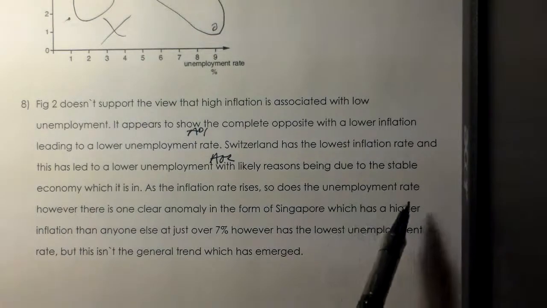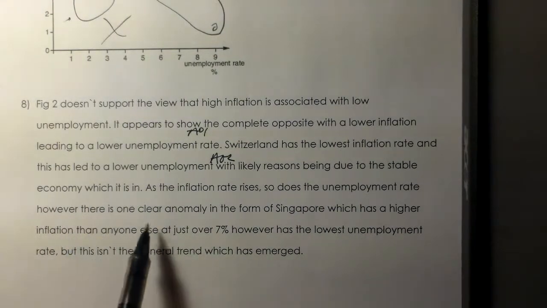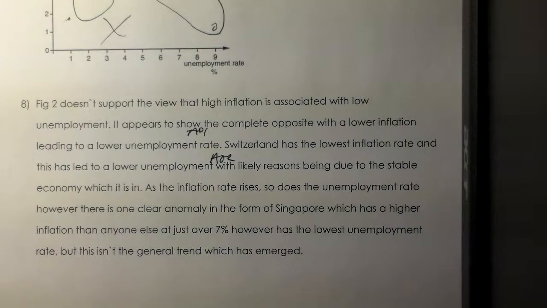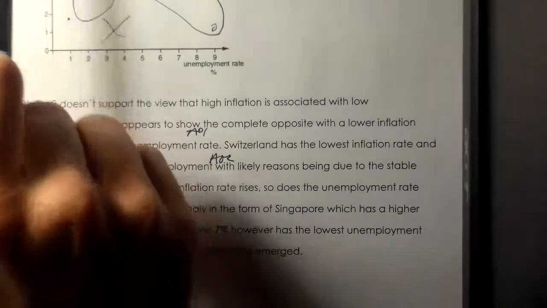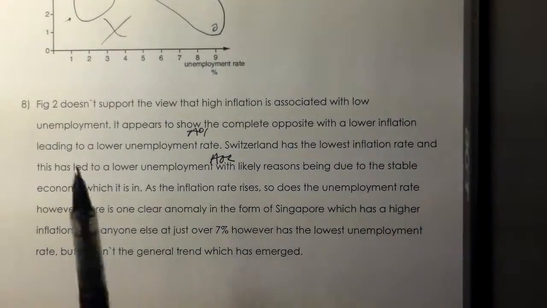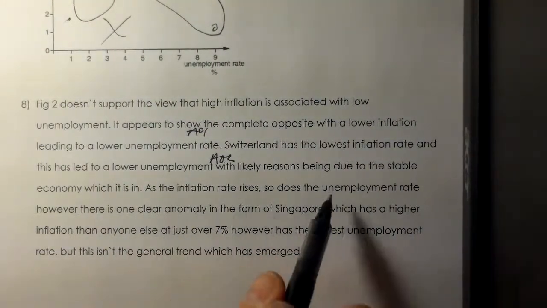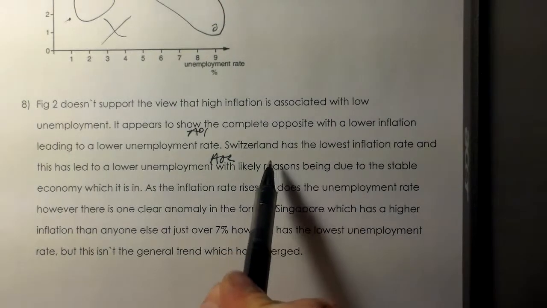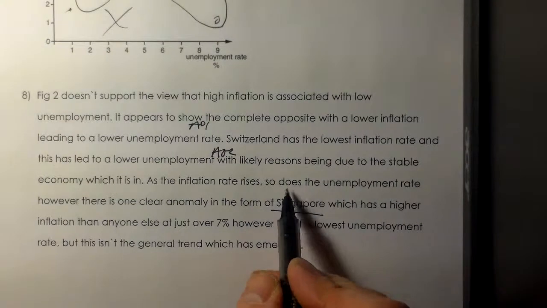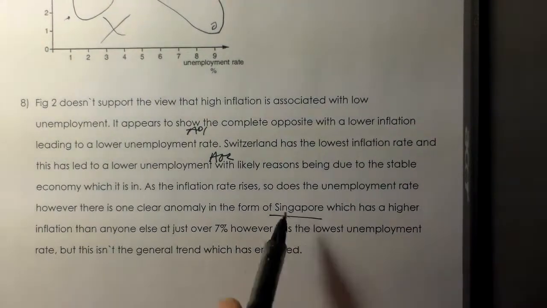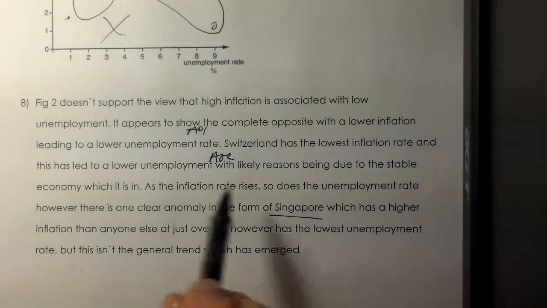As the inflation rate rises, so does the unemployment rate. However, there is clearly an anomaly in the form of Singapore, which has higher inflation than anyone else. Now, Singapore actually follows the trend in that it has high inflation and low unemployment. So this part here where it's talking about Singapore is not correct in line with the question.